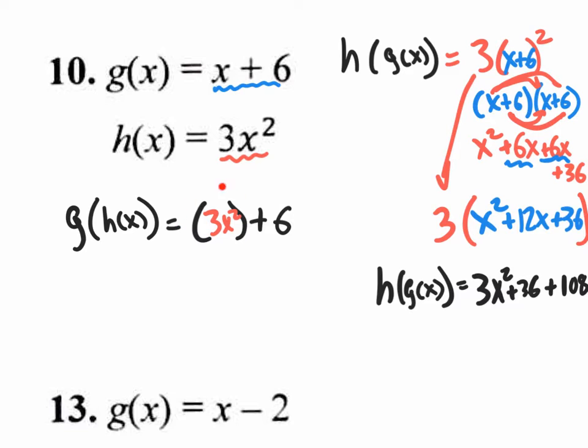Is there anything to multiply by out here? Anything to distribute? No, there's a plus sign. So you don't really need the parentheses. Let's just rewrite it. Our final answer is g of h of x really is 3x squared plus 6.